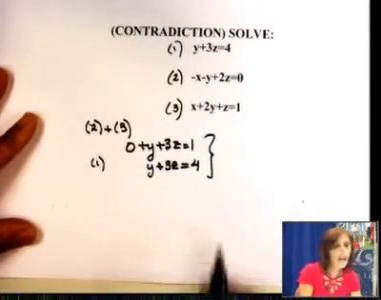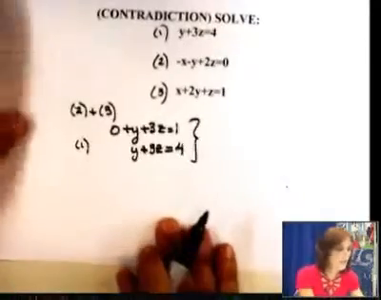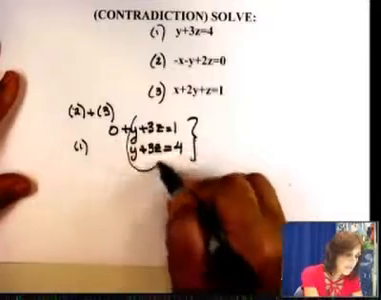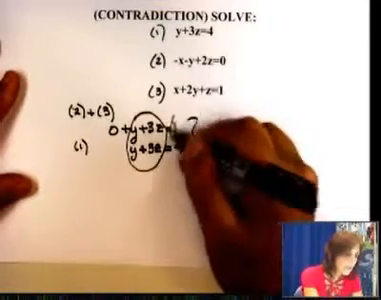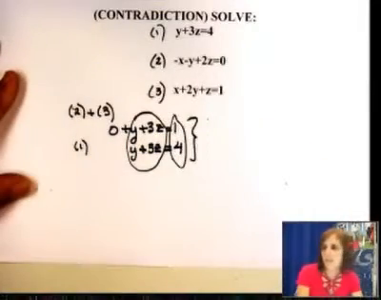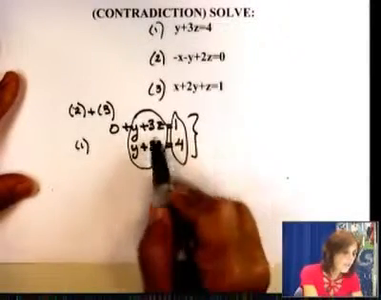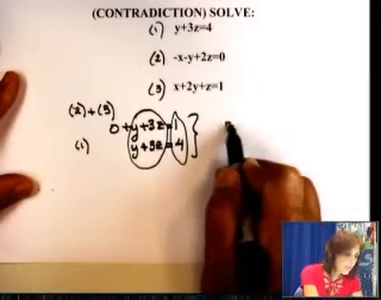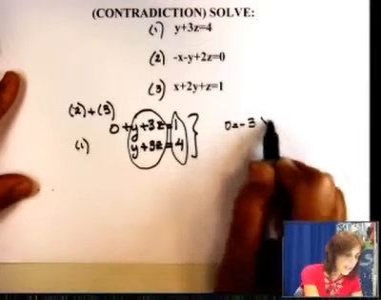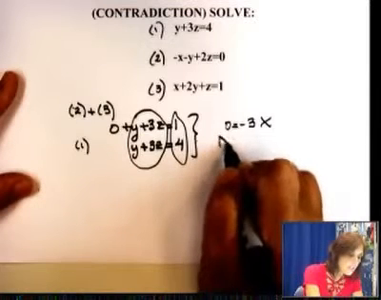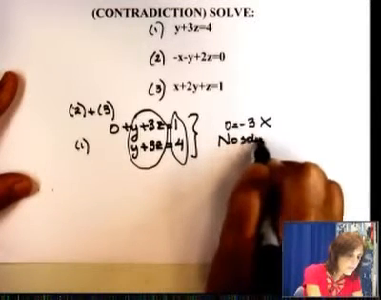Now watch. What happened? If you don't see it already, you can actually see it. These two are the same, and these two are not. So I have a contradiction. If I subtract this, you're going to end up with 0 equals negative 3. That is not possible. That's a contradiction. The answer to this is no solution.